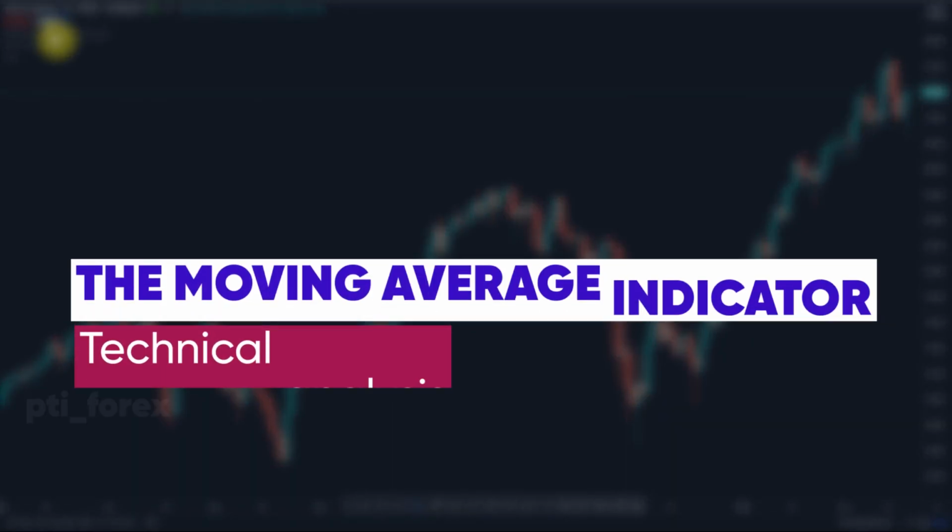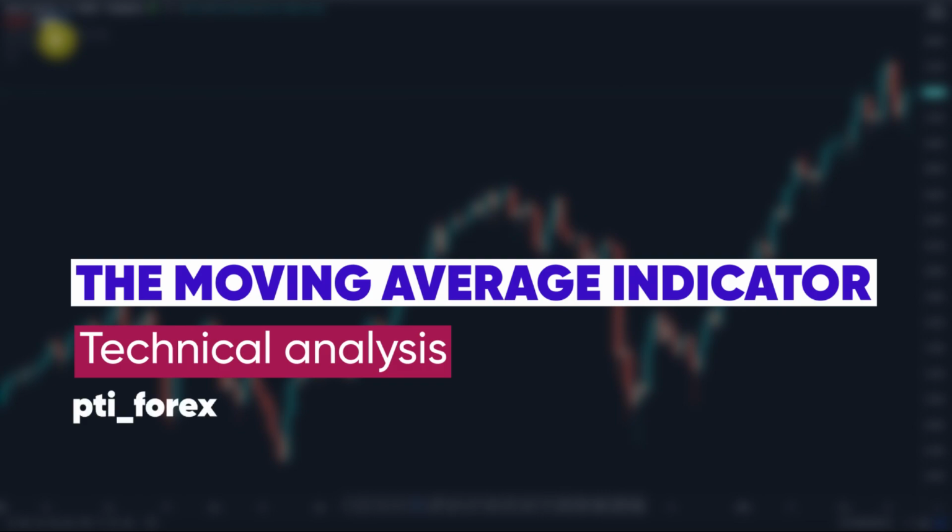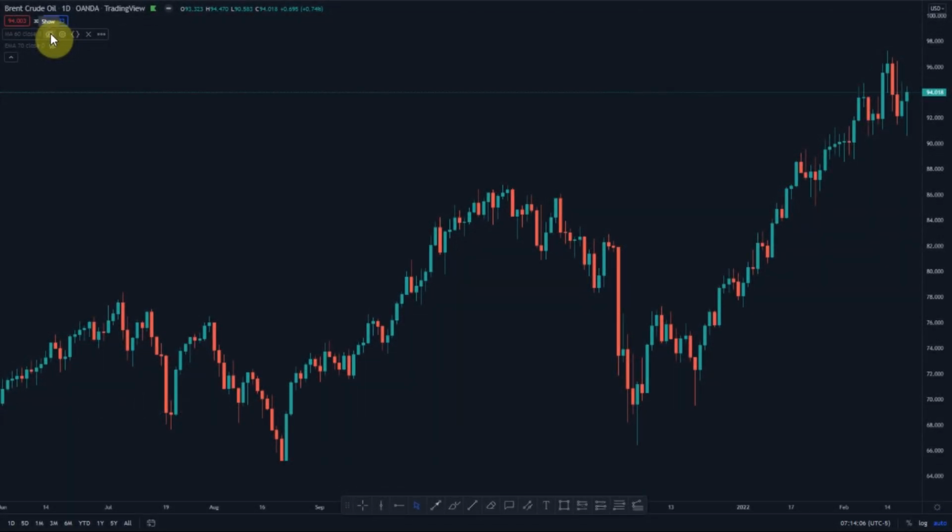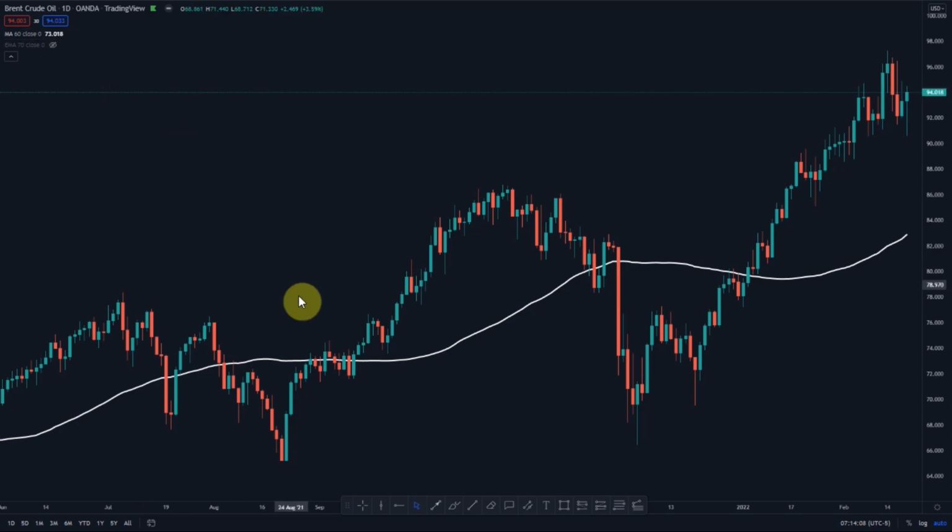So today we're gonna be speaking about the moving average. Before I can get started, let me just put it on my chart. So this is the moving average here on my chart, indicated with a white line.